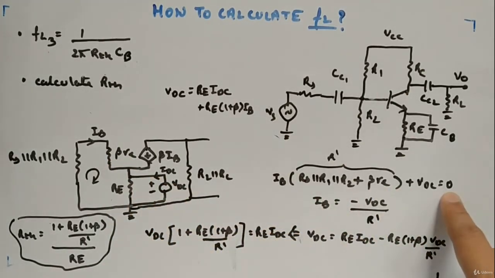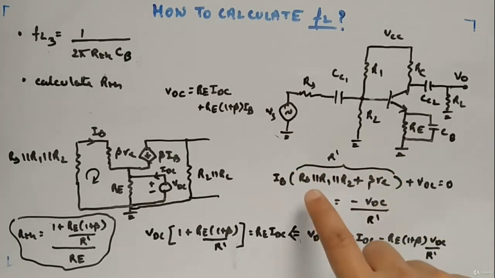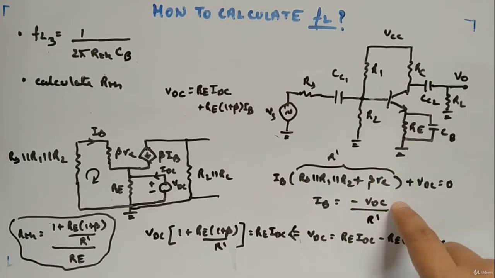Okay, that will be equal to 0. KVL I applied. So IB will be minus VDC divided by R dash. This whole thing I am considering as R dash: RS parallel R1 parallel R2 plus (1 plus) beta RE. IB value I got in terms of VDC.